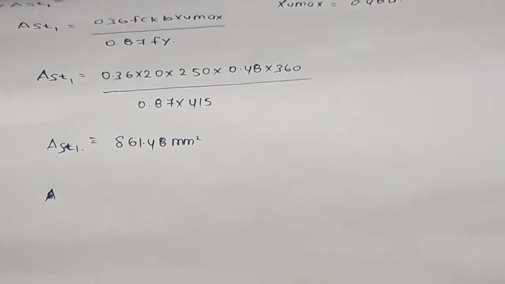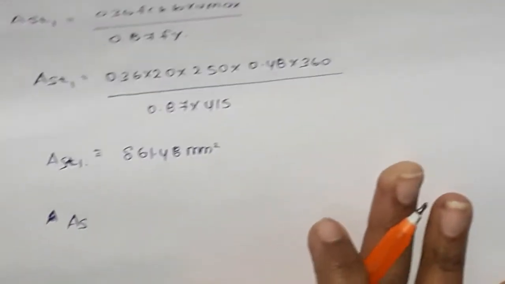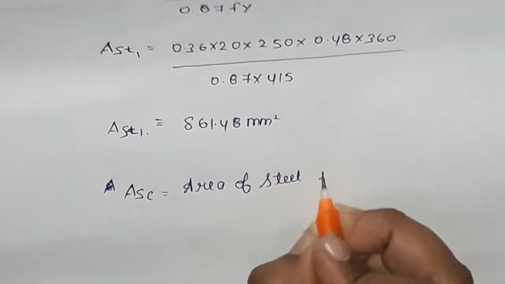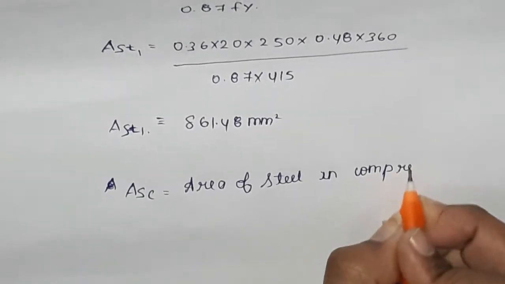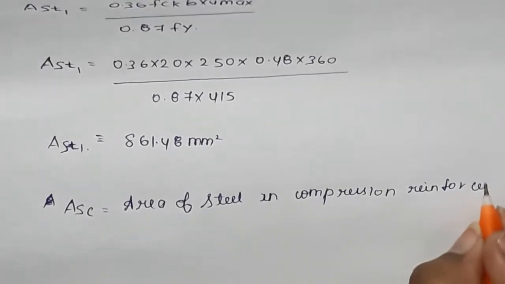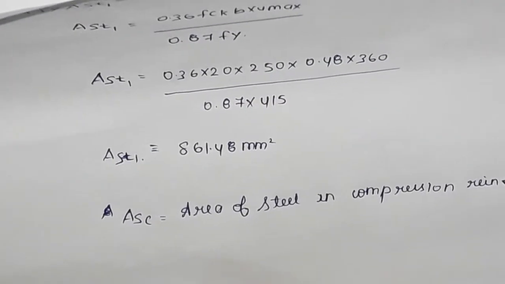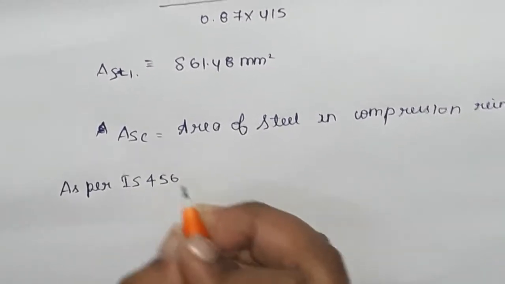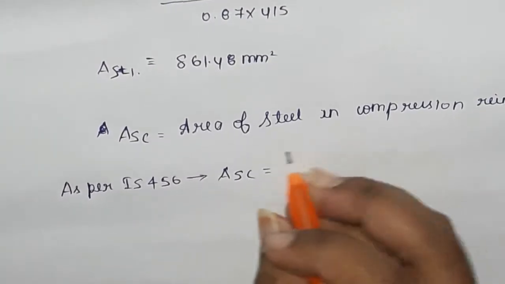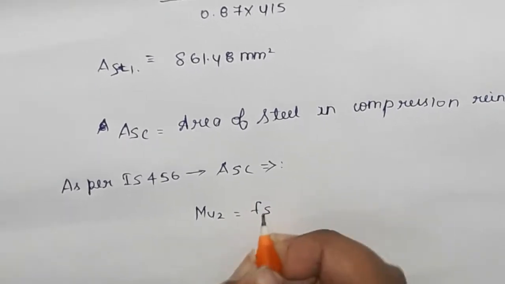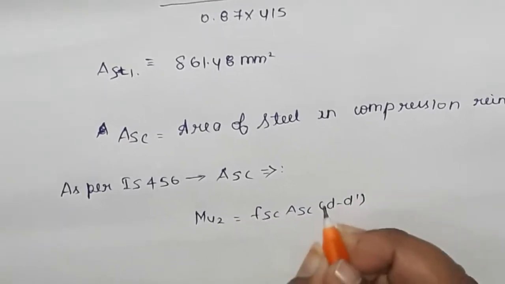In the previous class, we calculated ASG1, and now I am going to calculate ASC and ASG2. As we all know, ASC is the area of steel in compression reinforcement. So as per IS 456, we can calculate ASC using the formula MU2 equal to FSC into ASC into (D minus D dash).